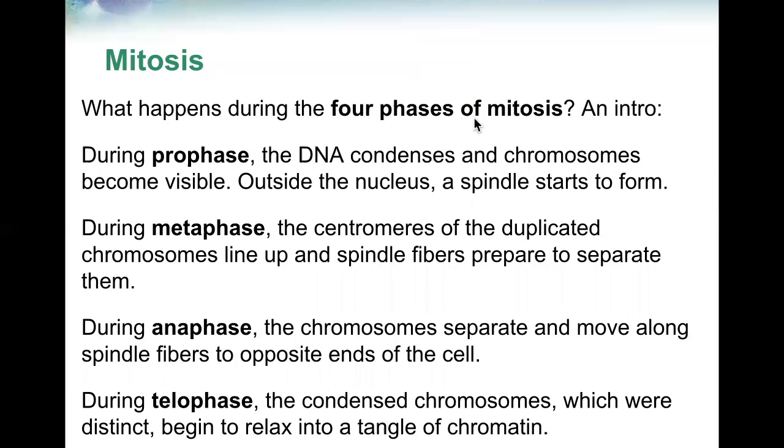What happens during the four phases of mitosis? During prophase, the DNA condenses and chromosomes become visible. Outside the nucleus, a spindle starts to form. During metaphase, the centromeres of the duplicated chromosomes line up and spindle fibers prepare to separate them. During anaphase, the chromosomes separate and move along spindle fibers to opposite ends of the cell. During telophase, the condensed chromosomes begin to relax into a tangle of chromatin.